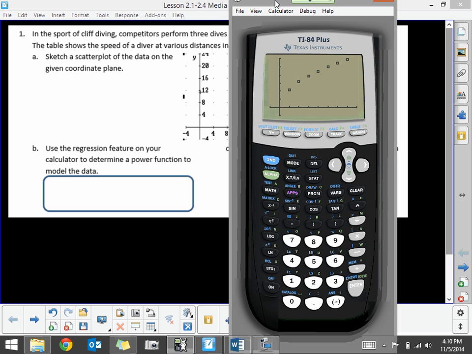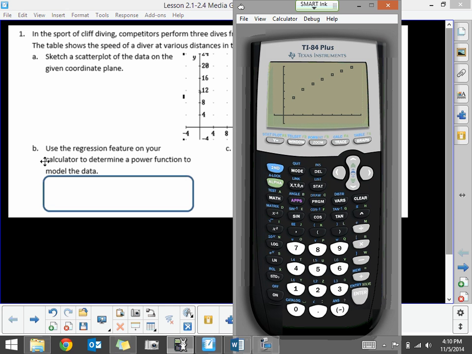Now I'm going to run part B. We're going to use the regression feature on the calculator. I'm going to go under stat and calculate. I specifically asked you to run a power regression, and many of you were doing the quartic, cubic, and quadratic that we had done in some exercises. This came out of the other lesson that was on power models. There is a power regression feature on your calculator, so I'm going to run that power regression.